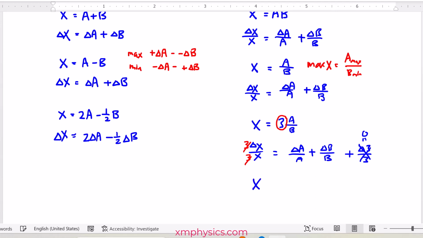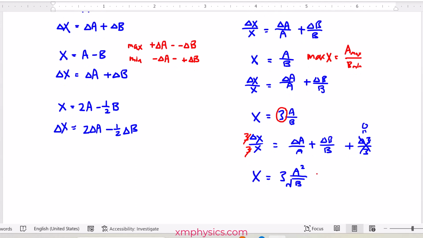So for example, if we have X equals 3A to the power of 2 divided by the square root of B. A squared, you can think of it as A times A, right? As for the square root of B, you can think of it as B to the power of negative half, isn't it? So because of this, the percentage uncertainty of X is going to be 2 times the percentage uncertainty of A plus half times the percentage uncertainty of B.